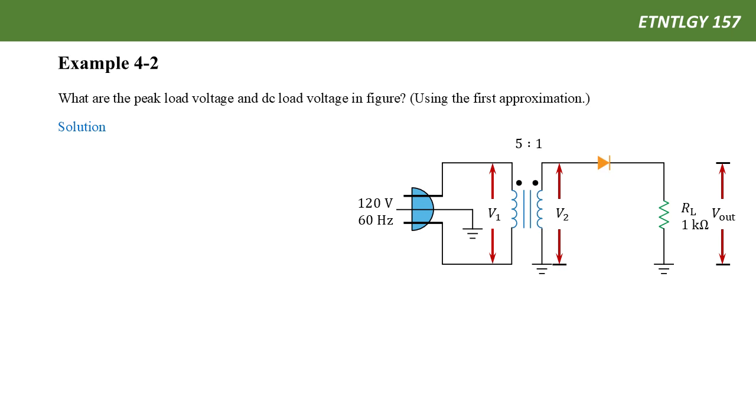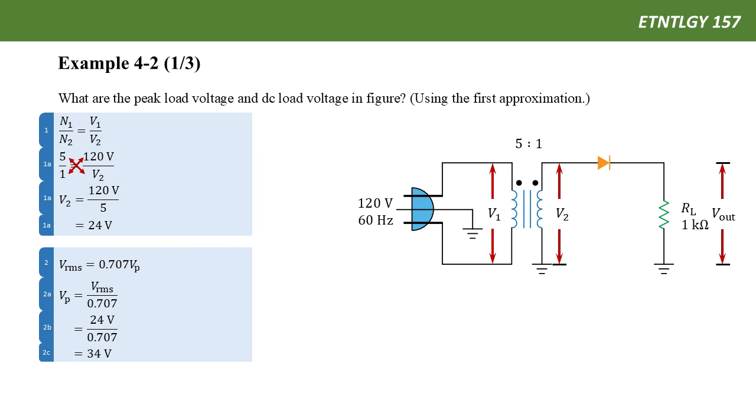To solve the problem, let's write down some important formulas for the transformer. The most important formula is the one that shows the relationship between the turn numbers and the voltages. That is, N1 over N2 equals V1 over V2, where N1 is the primary side turn number. In this case, it's 5. And the secondary turn number N2 equals 1. The ratio is 5 to 1.